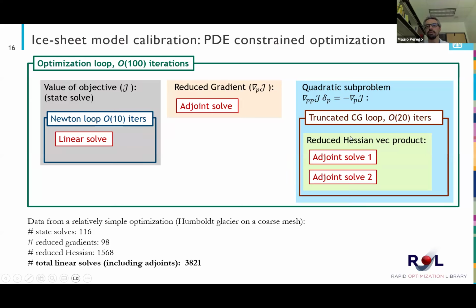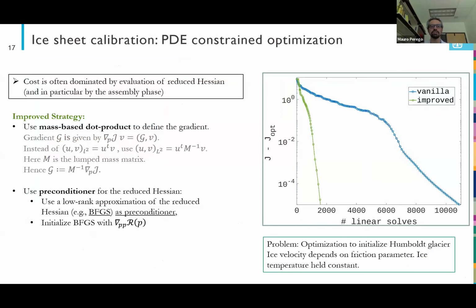And then for evaluating this math product between the Hessian and the direction, you have to solve two adjoint systems. So this is just to give you an idea. For example, we tried it on the Humboldt Glacier with no particular optimization, and we end up solving like 3,800 linear systems for one optimization.